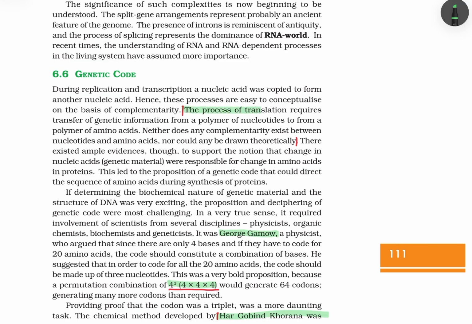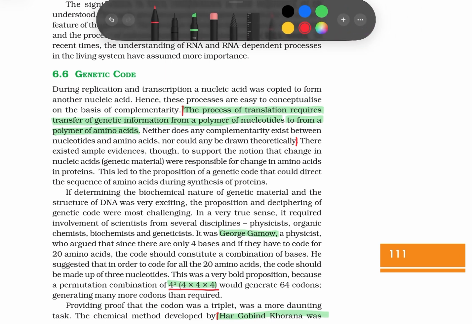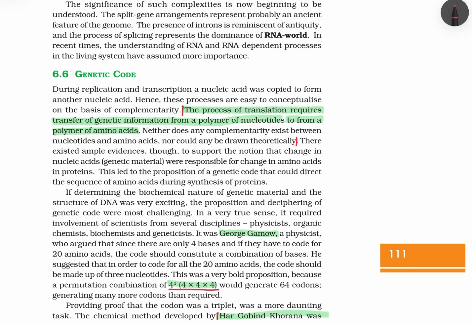The process of translation requires transfer of genetic information from a polymer of nucleotides to form a polymer of amino acids. Here, polymer of nucleotides is nothing but the mRNA molecule, ribonucleotides. And the polymer of amino acids is a protein. So the simple meaning is translation means the transfer of genetic information from mRNA to a protein.